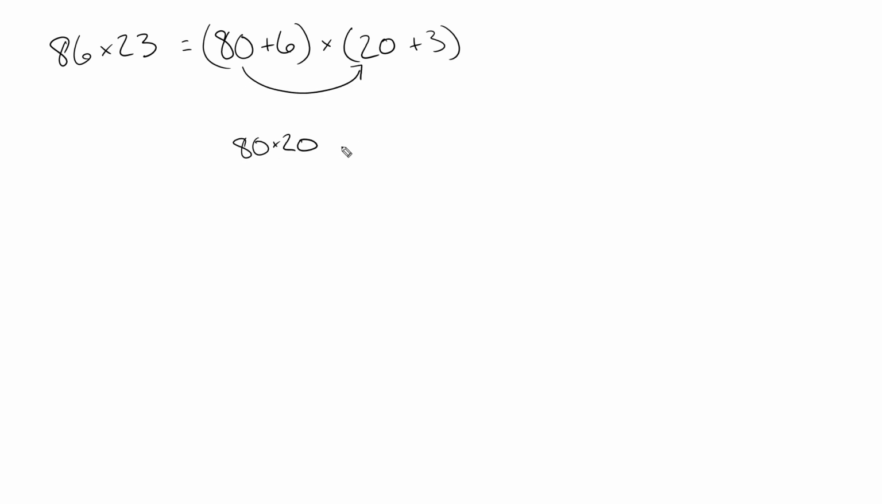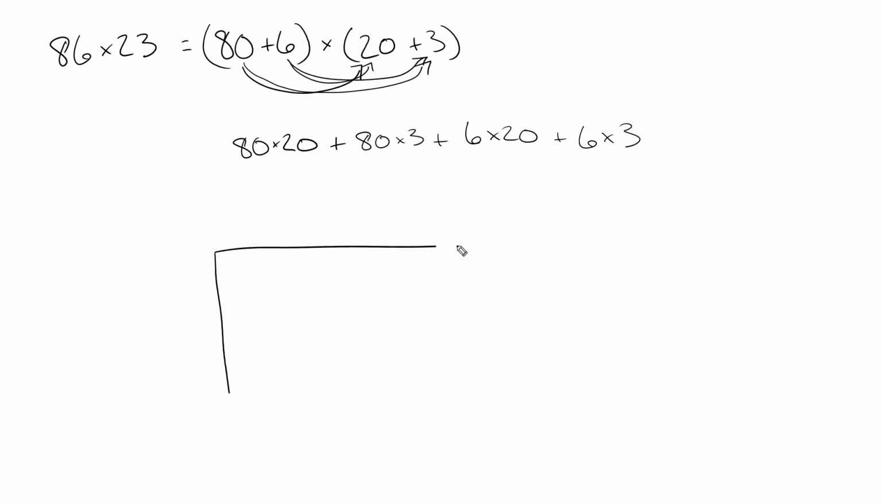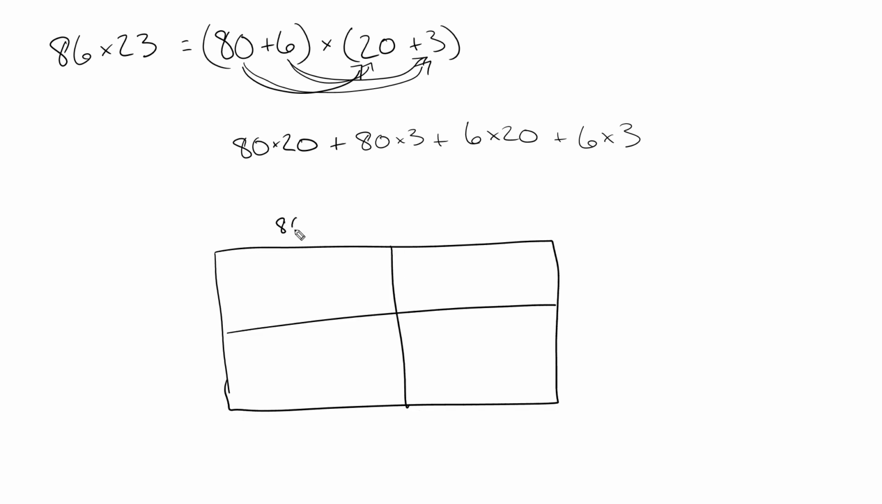86 times 23. This is 80 plus 6 times 20 plus 3. Using the distributive property, we know this is equal to 80 times 20 plus 80 times 3 plus 6 times 20 plus 6 times 3. Again, we set up our box with a column for each place value in the first factor and a row for each place value in the second factor.